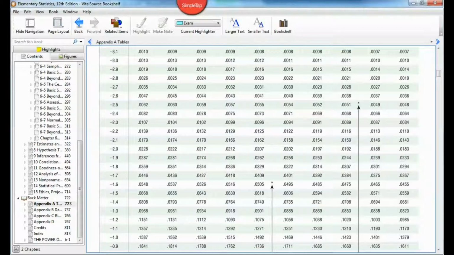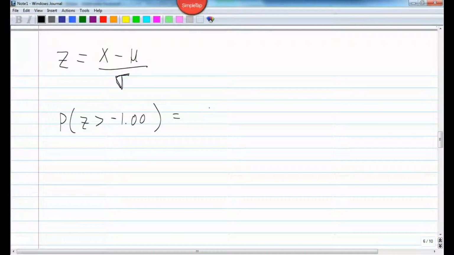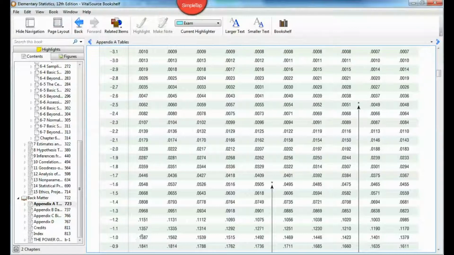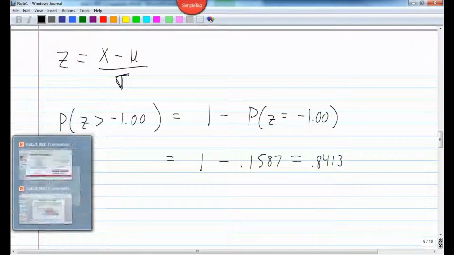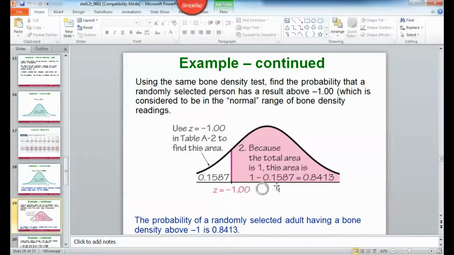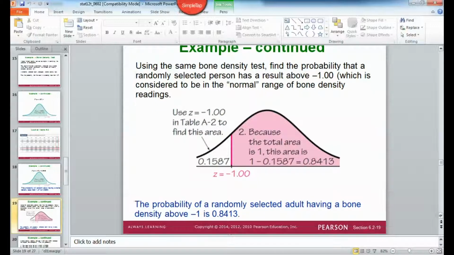Now remember, this area that we have is cumulative from left to right. So if we want to know greater than, we have to say 1 minus the probability that z equals negative 1.00, or 1 minus 0.1587. All right? And I get 0.8413. So that's the probability that you would get a reading greater than negative 1.00. Kind of neat.